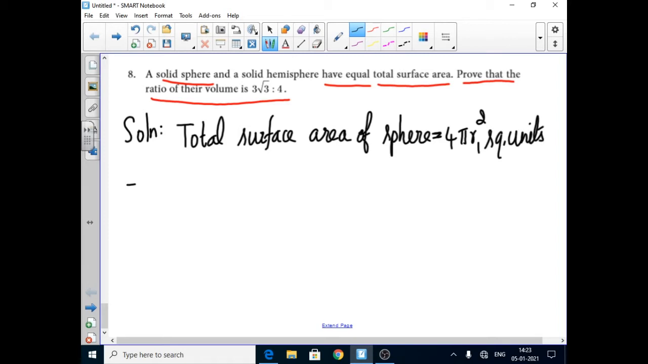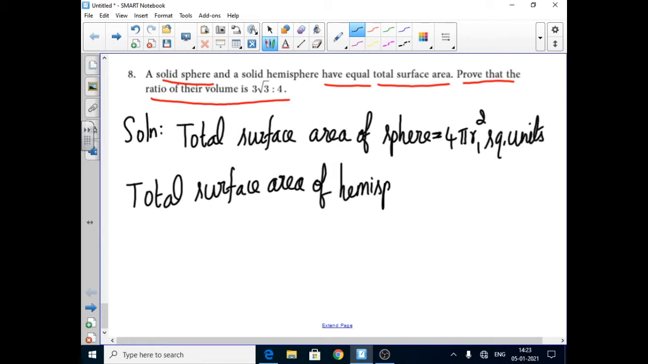Next, total surface area of hemisphere is equal to 3 pi r2 square units. When they say radius is equal, we take the radius as r. Here they have given only the total surface area as equal. So these two are only equal.